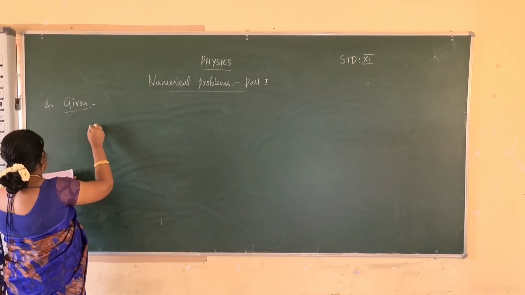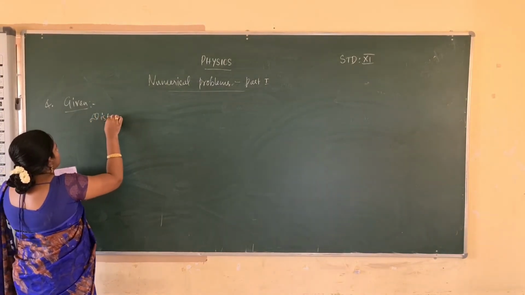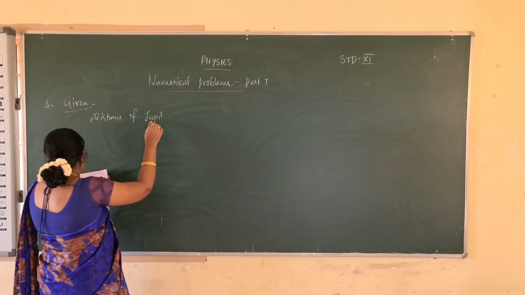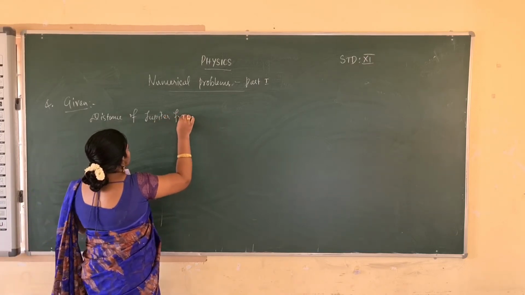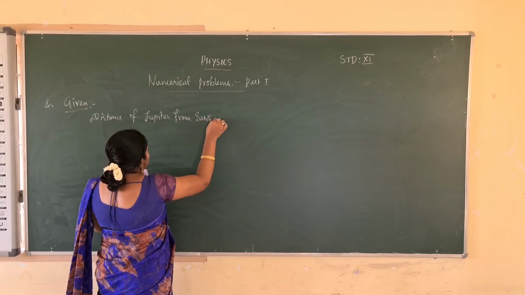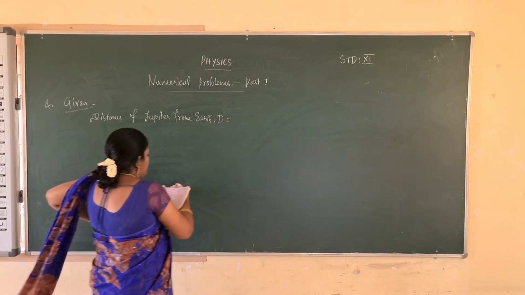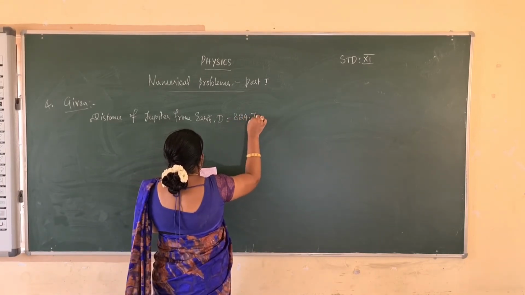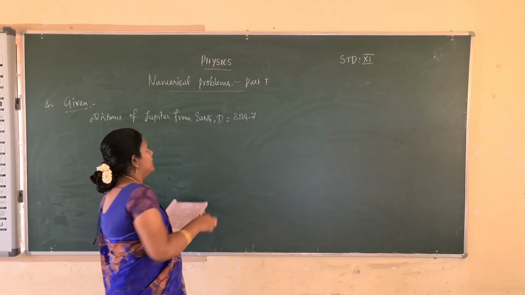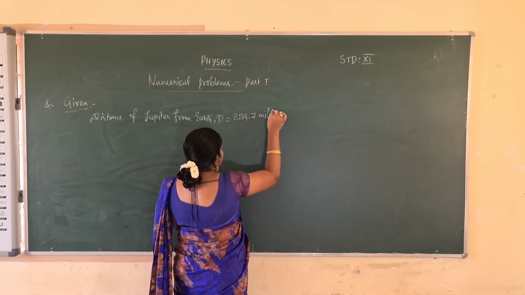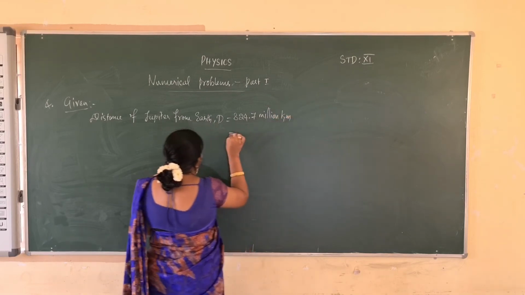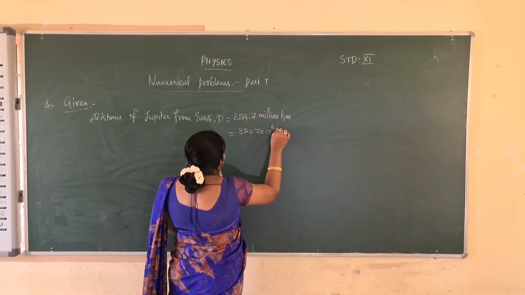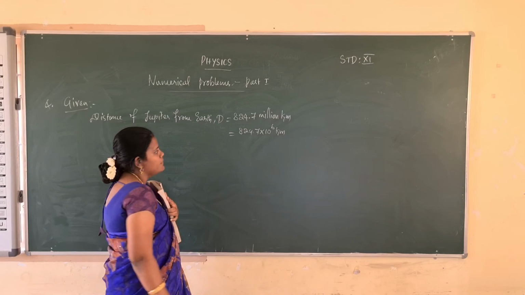Given the distance of Jupiter from the Earth, capital D is equal to 824.7 million kilometer. What's the value of million? Million means 10 power 6. So 824.7 into 10 power 6 kilometer. Million means 10 power 6. Okay, then next.